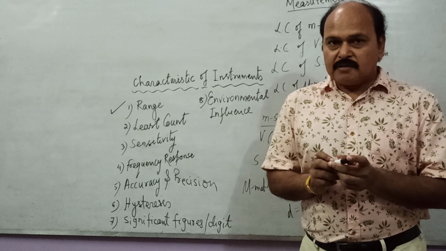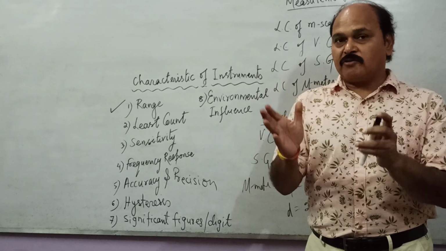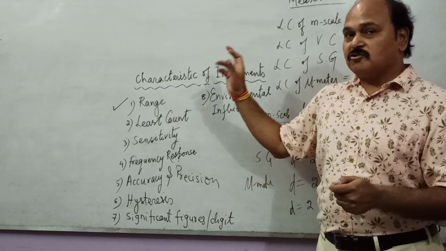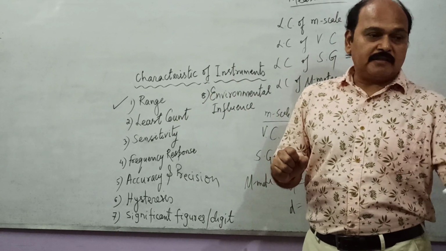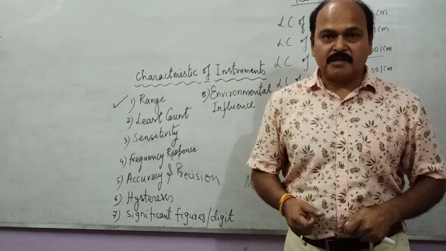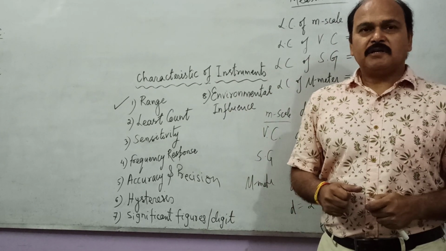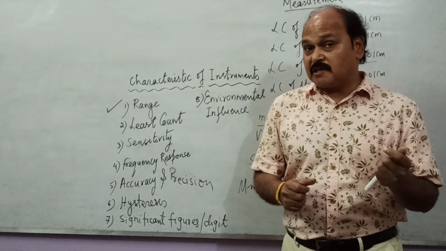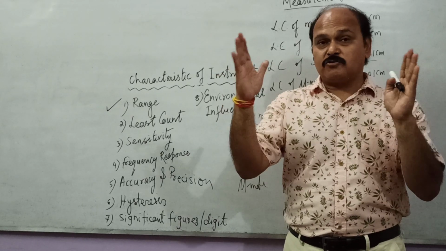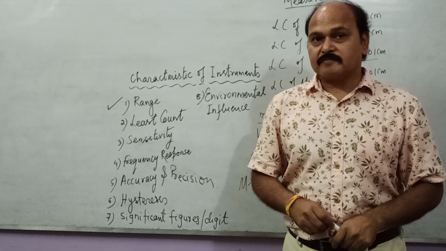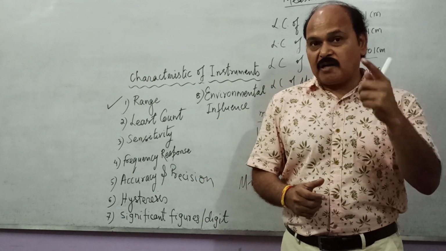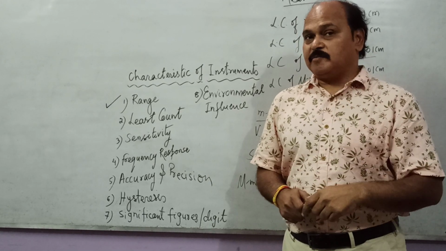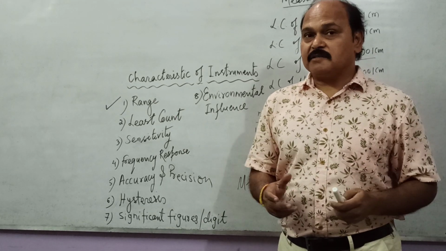Range is the set of values of a physical quantity, from minimum to maximum, that can be measured by an instrument. Like the scale in the geometry box, it is used to measure distance. But how much distance can it measure? It can measure a distance from 1 millimeter, which is the smallest distance we can measure from it, to its total length, that is 15 centimeter. If we have say a 1 meter scale, with the help of that we can measure what? From 1 millimeter to 1 meter, that is 100 centimeter. That is its range.